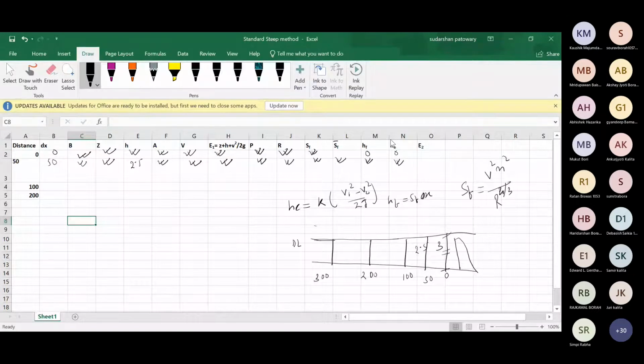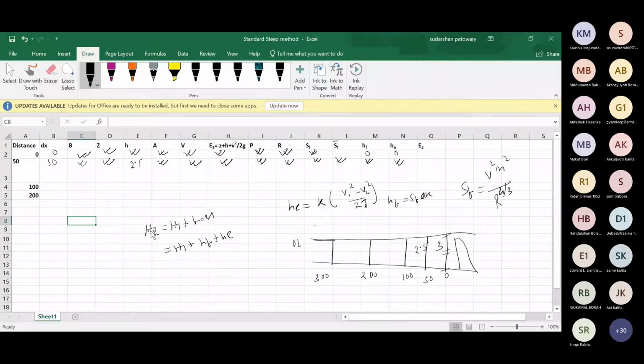Now E2 you can calculate. How can you calculate E2? E2 means here your H. Just now we have written this equation: H2 is equal to H1 plus loss. Loss means your HF plus HC. This E2 means your H2 here. So you can calculate H2. How can you calculate H2?